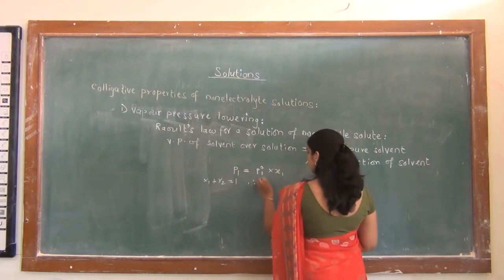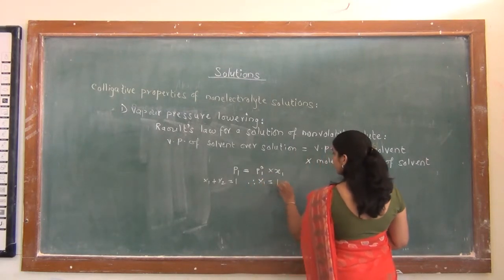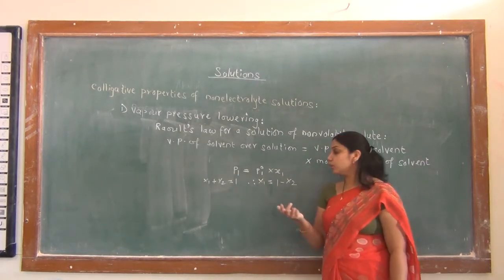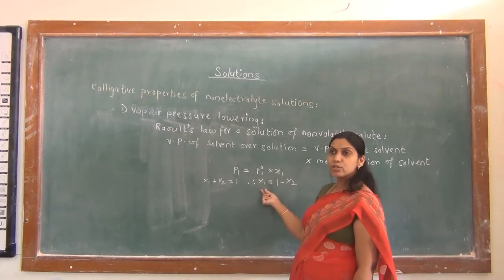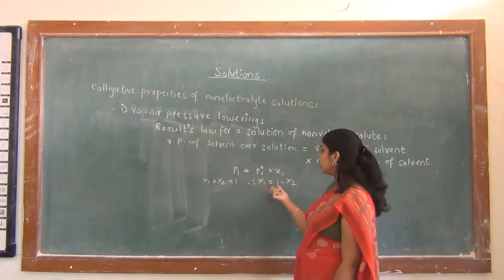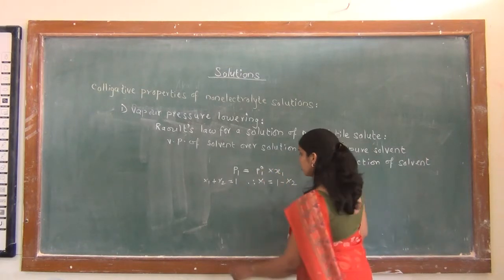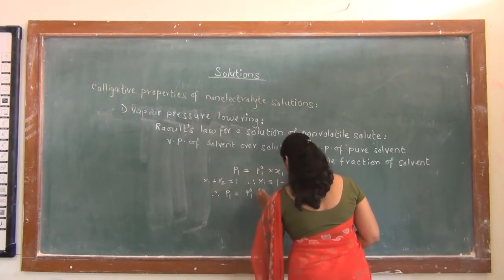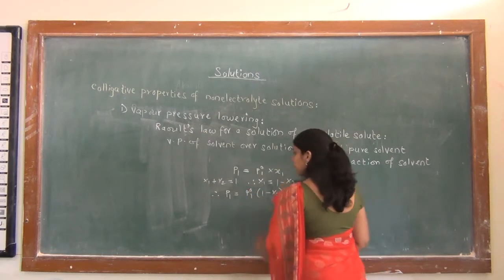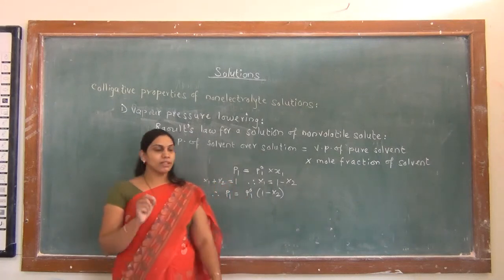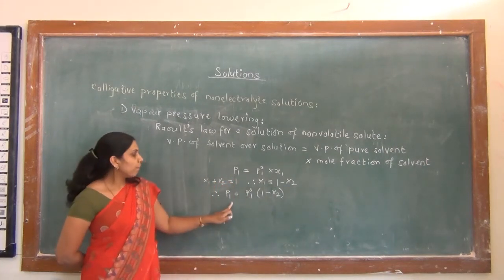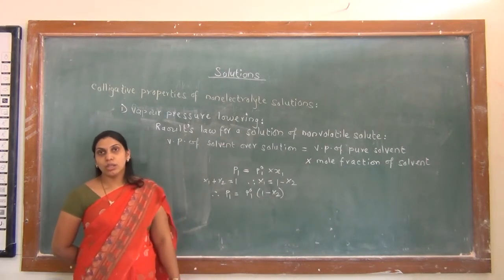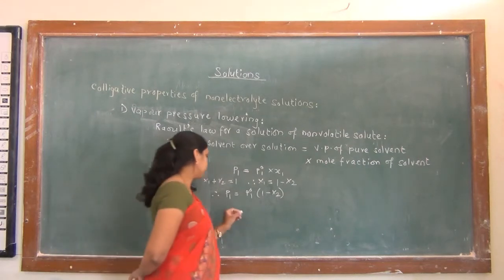And therefore, for x1, you can write 1 minus x2. Now you have got a new value for x1, that is x1 is equal to 1 minus x2. Put this value of x1 into this equation. By putting the value of x1 into this equation, what you get is P1 is equal to P01 into bracket 1 minus x2. Now we will solve the bracket.